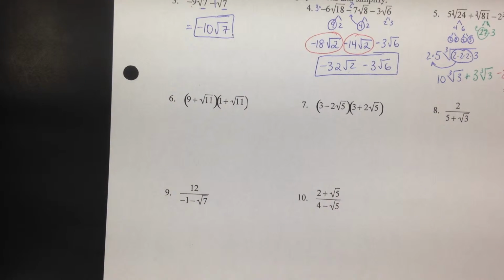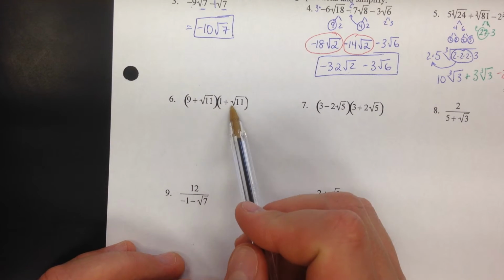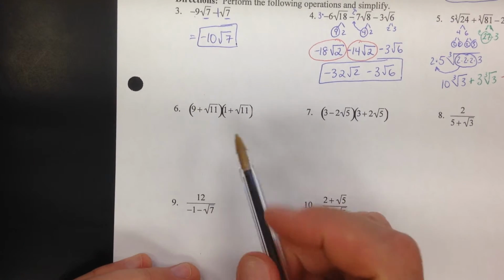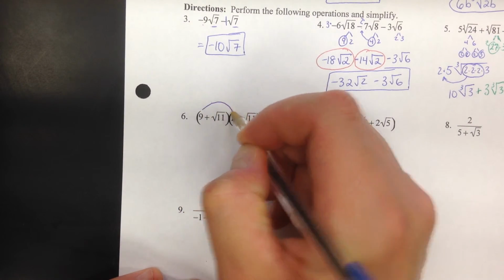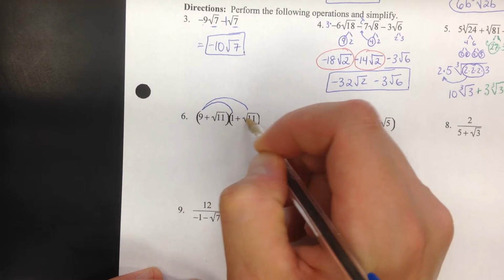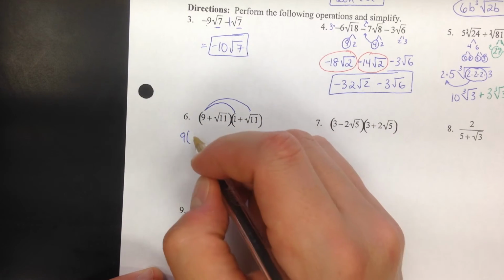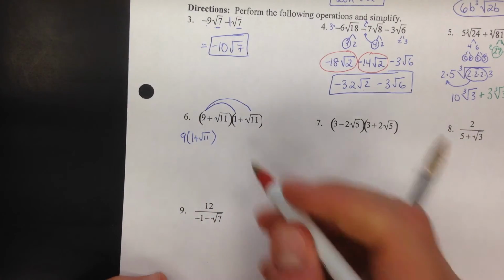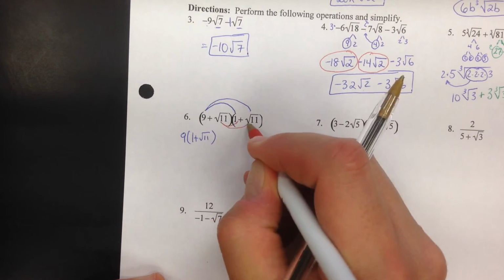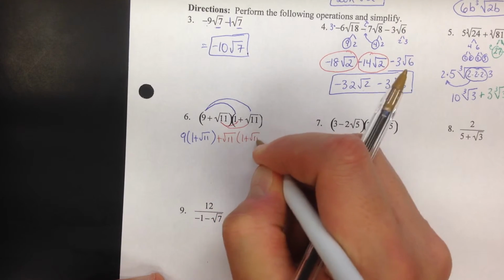Now, number 6, we're going to multiply. When you multiply, this is like a binomial times a binomial, so we're going to double distribute here, or what you call FOIL. I'm going to do 9 times 1 plus square root 11. So the 9 multiplies this parentheses. And then the square root 11 here multiplies the same parentheses. So plus square root 11 times 1 plus root 11.